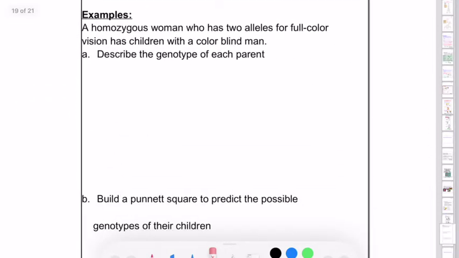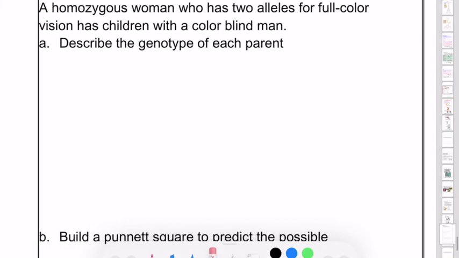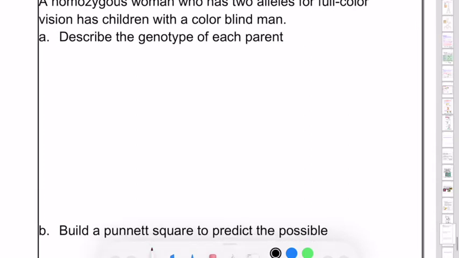So we'll do an example here. It says a homozygous woman has 2 alleles for full color vision and has children with a colorblind man. Describe the genotype of each parent. So we got a homozygous woman who has 2 alleles for full color vision. So she's homozygous and she doesn't carry, she's not colorblind. So this would be the woman.